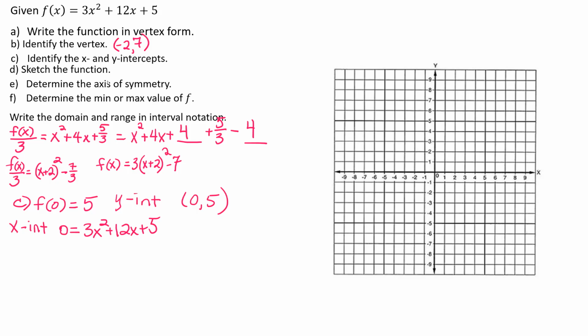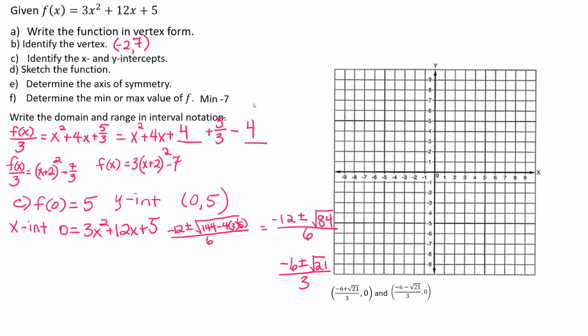Then we need to find the x-intercepts, which means we set the function equal to 0. And so we're going to have to use the quadratic formula for that. And once we do all that and figure it all out, it comes out to be -6 plus or minus square root of 21 over 3. So the x-intercepts are going to be (-6 plus square root of 21 over 3, 0) and (-6 minus square root of 21 over 3, 0).